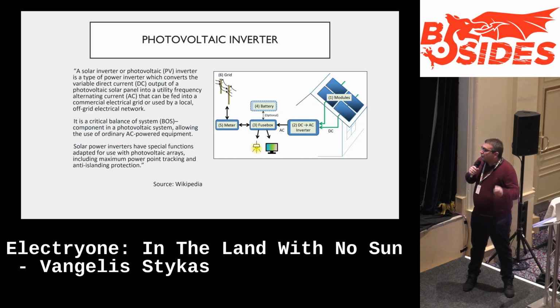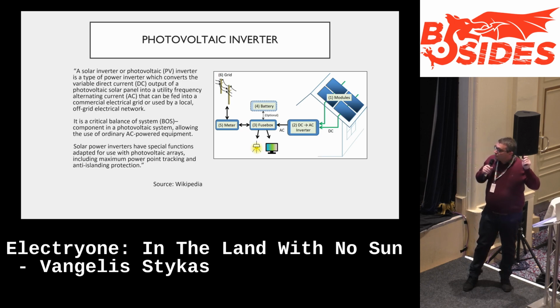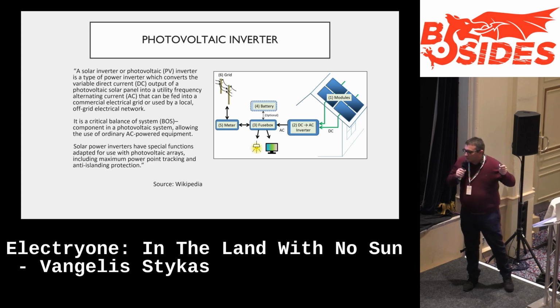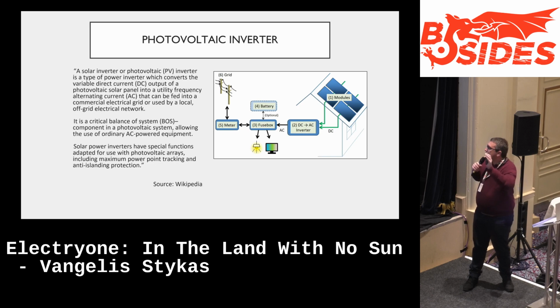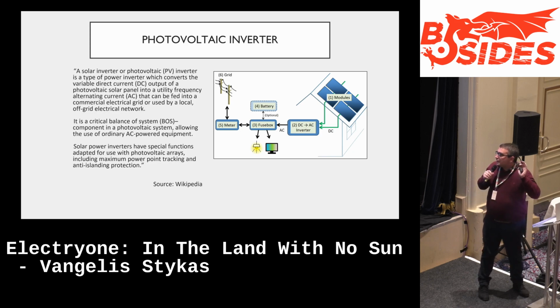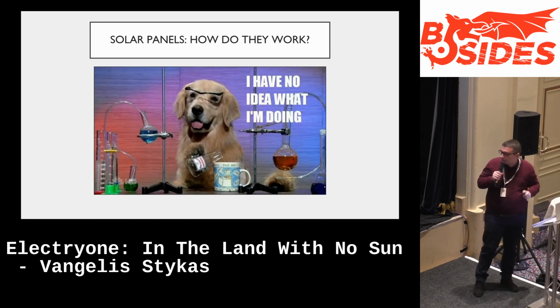We are having photovoltaic inverters. The inverter is the power inverter which converts DC to AC. It is a critical balance of system, as you can see in here with a lot of strange graphs. We get the sun, we get the DC, we convert it to AC, and we either save it, store it, or throw it to the grid, as we're going to see later.